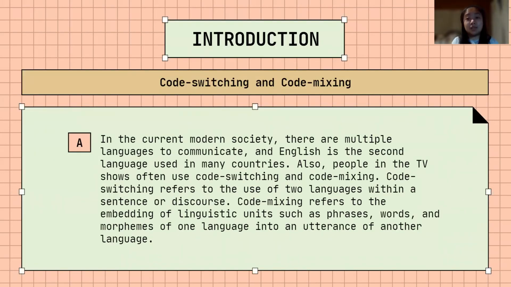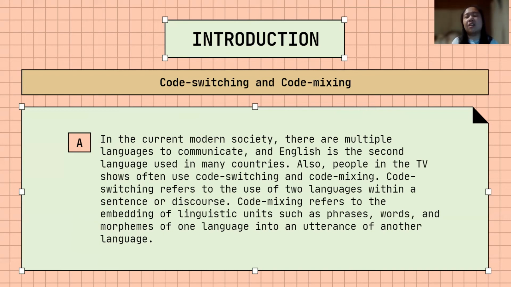As you know, in our society at present, there are a lot of languages people can use to communicate. We have many choices of languages to use. English is the second language that people in many countries decide to use in their life. It's also used by people in Thai TV shows, who often use code switching and code mixing in their shows.